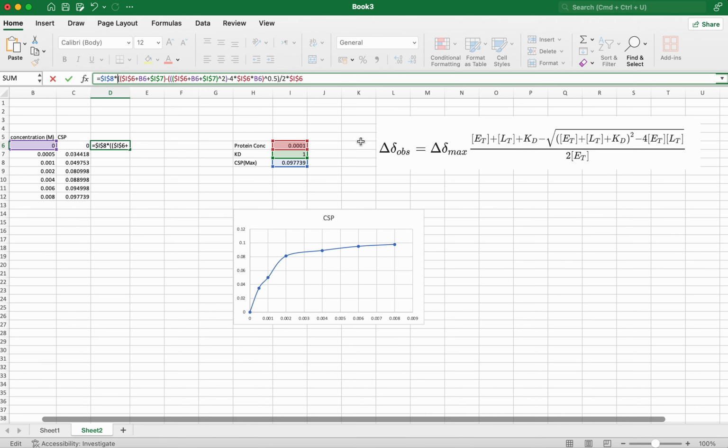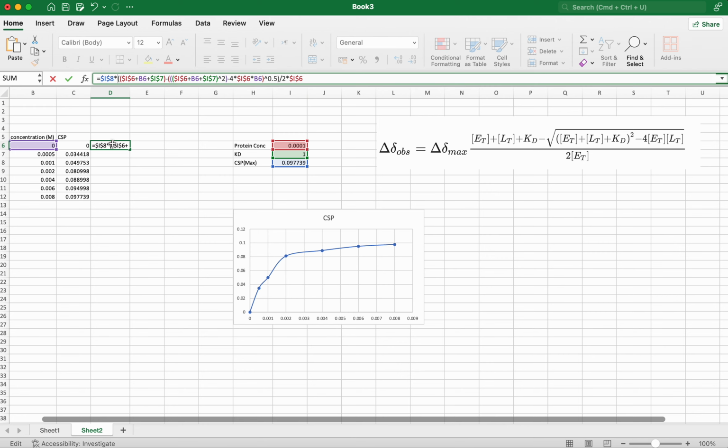Kd I just put 1 for the time being, because we need to fit it later to get some values here. Then minus the same term squared here, and here you can see the same term, whatever we have, squared. I close the bracket, then minus 4 into total protein concentration and ligand concentration. So total protein concentration is here and ligand concentration is here. Then this whole term is a square root, so I put power 0.5, which is 1 divided by 2. Then this whole term is divided by 2 into total protein concentration. So I added 2 into protein concentration.